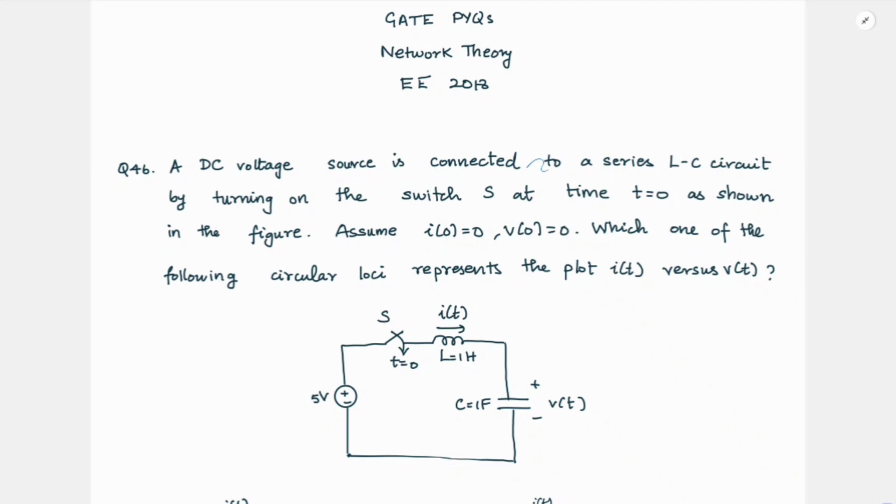So here we have another question on network theory from GATE 2018. A DC voltage source is connected to a series LC circuit by turning on the switch S at time t equal to 0, as shown in the figure. They are given an LC circuit and a 5 volt voltage source is connected at time t equal to 0. Assume I of 0 equal to 0 and V of 0 equal to 0. So the initial conditions are 0. Which one of the following circular loci represents the plot I of t versus V of t?